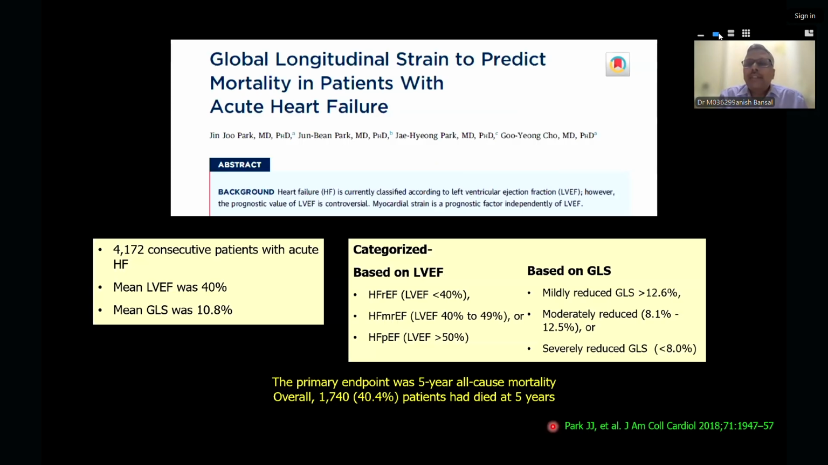Now with this background, let us just quickly look at its role in heart failure patients. There are many studies which have shown the prognostic utility of GLS in heart failure. I will not go into too many studies, just one study I would like to highlight. This study was reported from Korea. Here, the investigators looked at more than 4,000 patients who had been admitted with acute heart failure. Their mean LVEF was 40%, mean GLS was 10%. The patients were divided into 3 groups based on EF and based on GLS, and they were followed for 5 years for all-cause mortality. Over 5 years, roughly 40% of patients died.